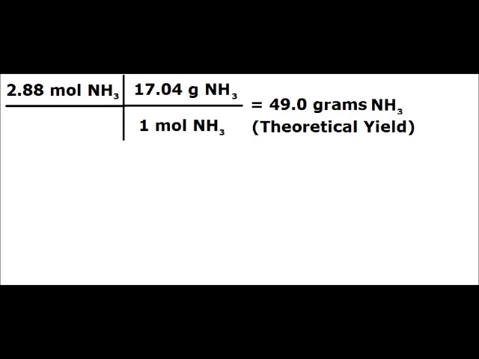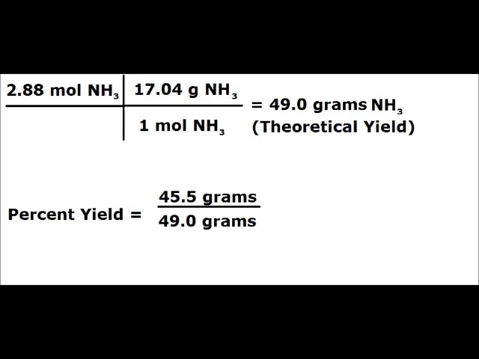So now, if I want to figure out the percent yield, I need to take the actual yield, which in the question we said was 45.5 grams, and I'm going to put that over 49 grams, because that's my theoretical yield, and I'm going to go ahead and just add this in as the percent. You would multiply by 100 once you get that answer, but what you should end up with is 92.9 as your percent yield.